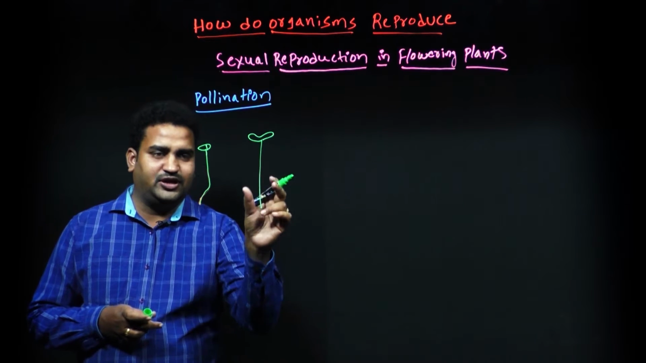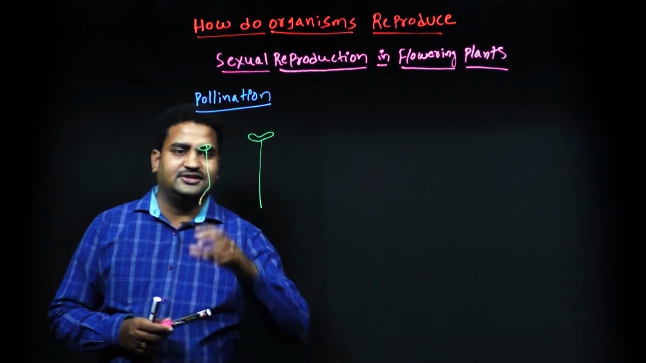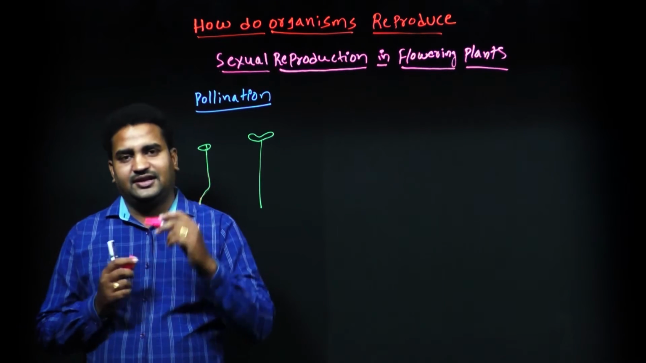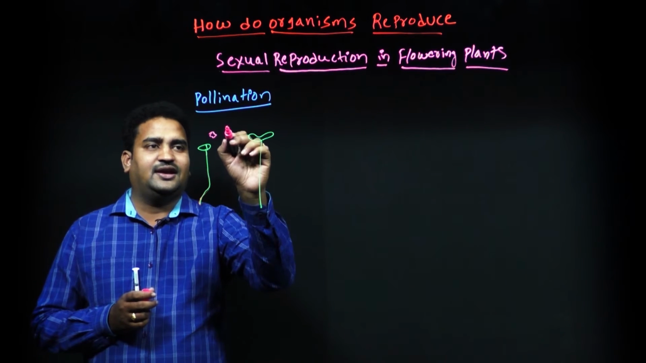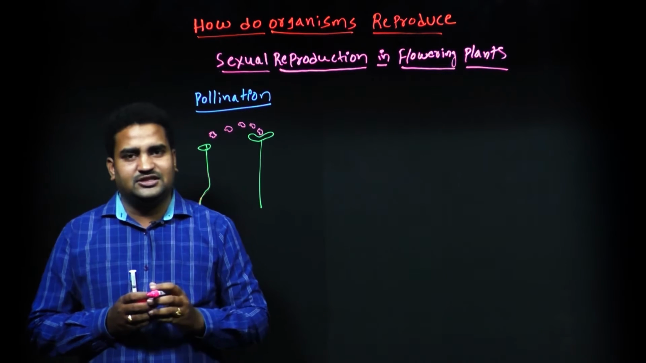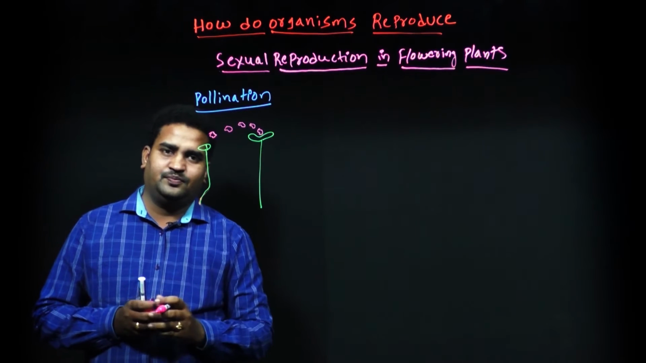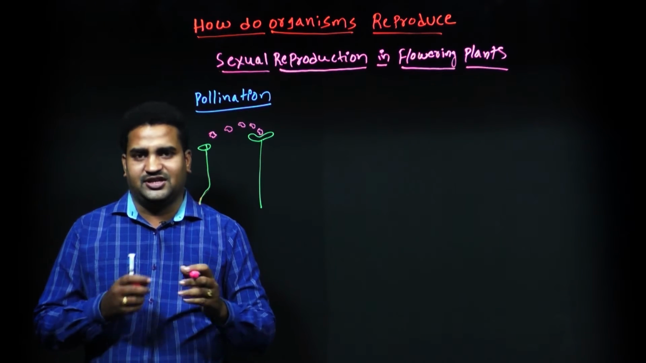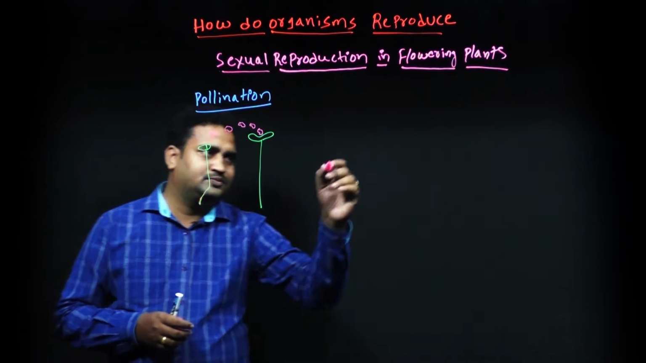So this is the stigma, which is the receptive part, and this is the anther. So anther releases the pollen grains. So these are the pollen grains and they transfer to stigma. So the transfer of pollen grains from anther to stigma is called pollination. So pollination is generally two types.